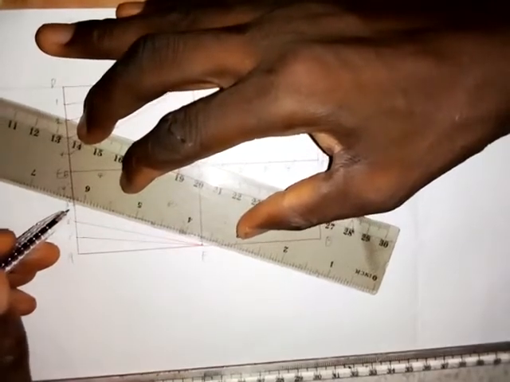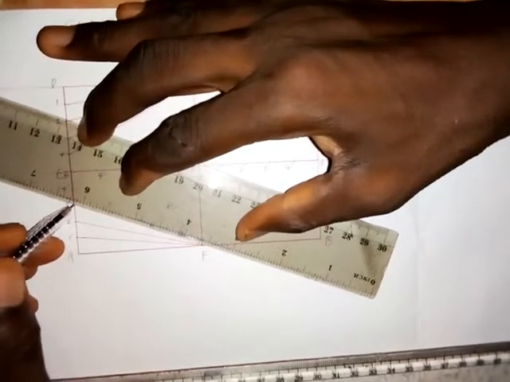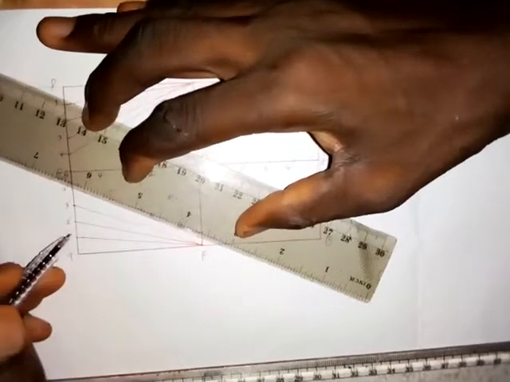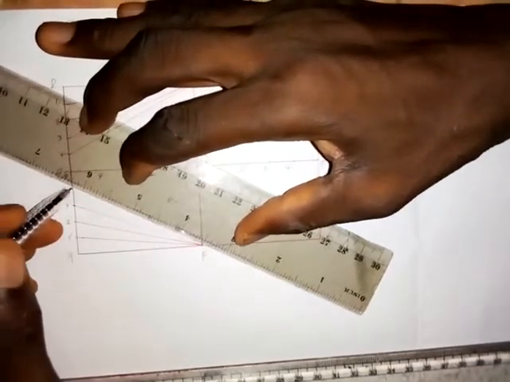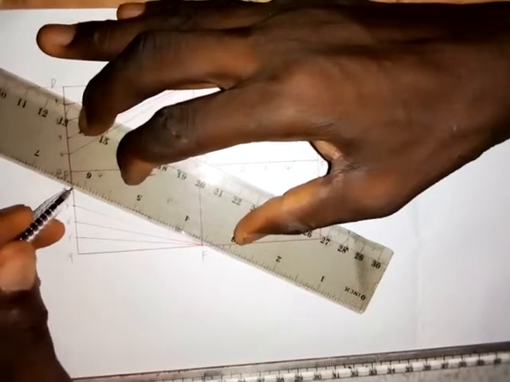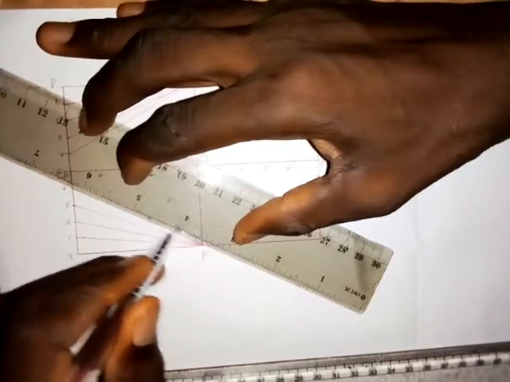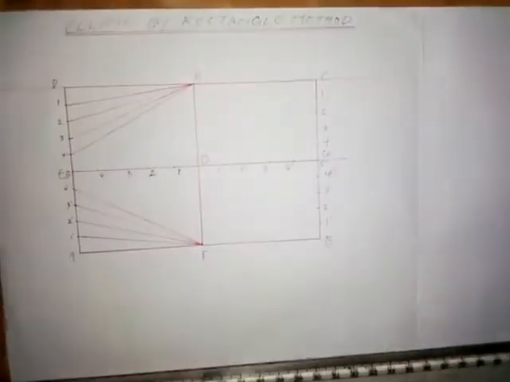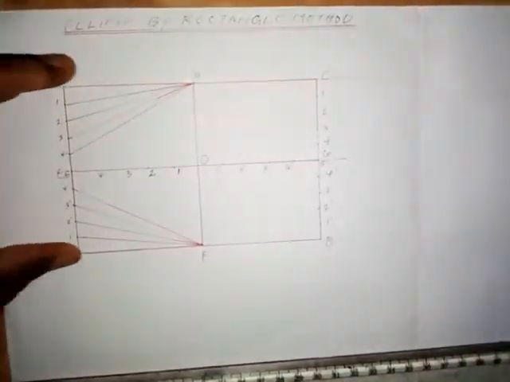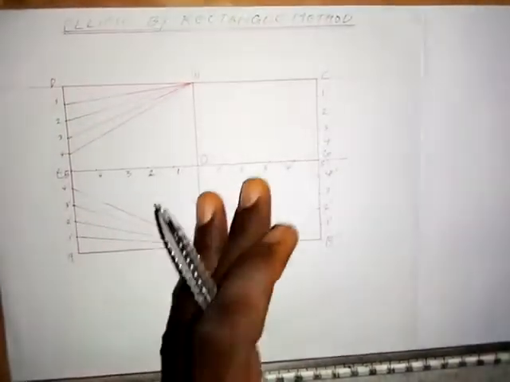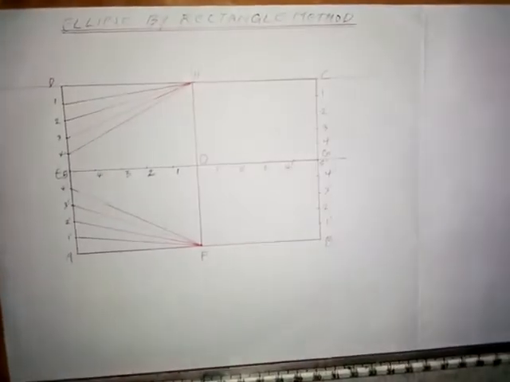Point 3, you join it together with F. Point 4, you join it together with F here. Okay, so having done this, I want to work on this part first, then I will come to this side and work on it. But let's work on this and see what I'm going to get.